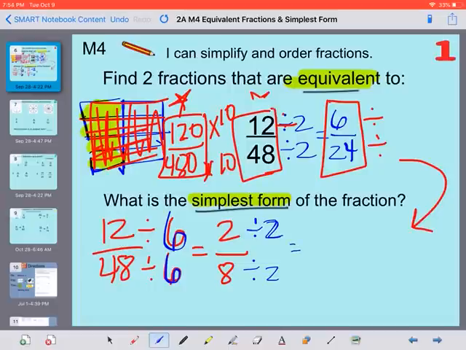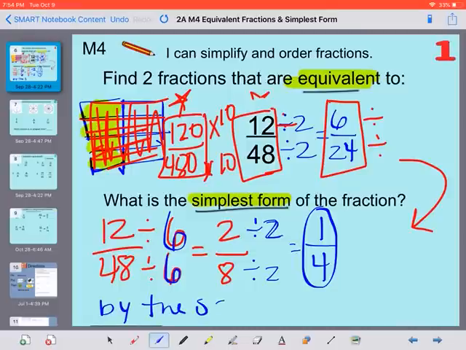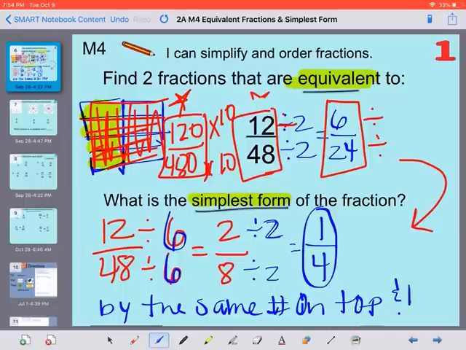Then we have 2 divided by 2, which is 1. And 8 divided by 2, which is 4. I can't divide by anything anymore. This is our simplest form of that fraction. So what you're really doing is you're reducing or simplifying by the same number on the top and the bottom.